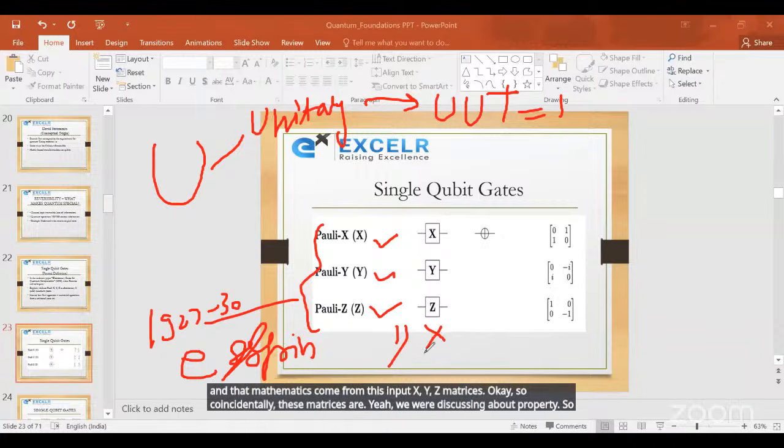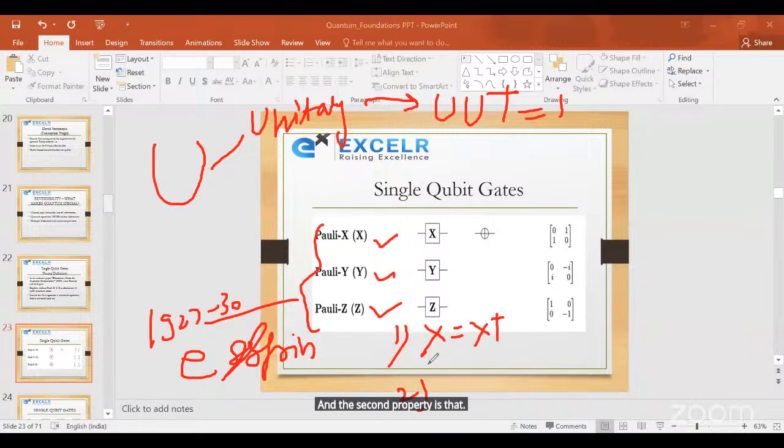We were discussing the properties. The first property is that X is equal to X dagger. And the second property is that X X dagger is equal to 1, and the same for Y, same for Z. So from the earlier discovery, we have found our requirement now.